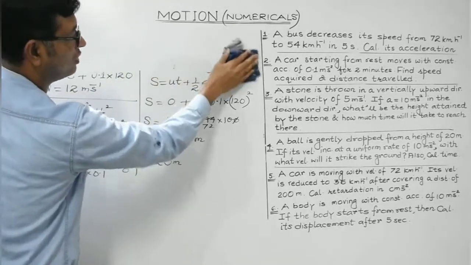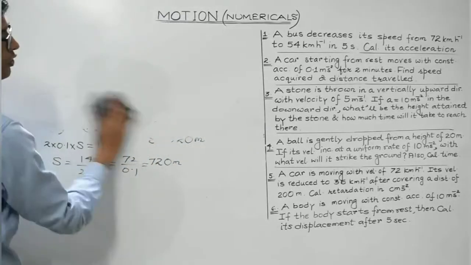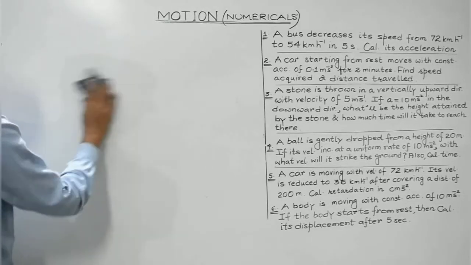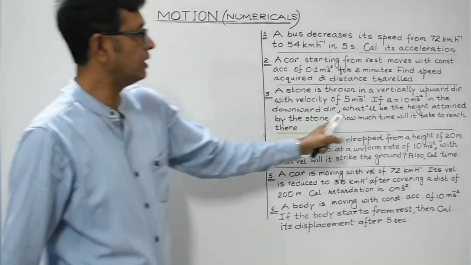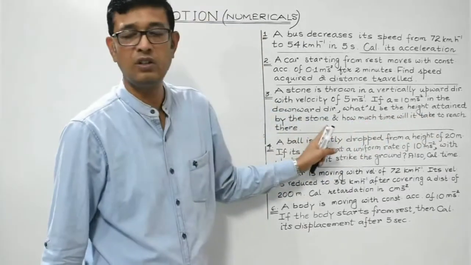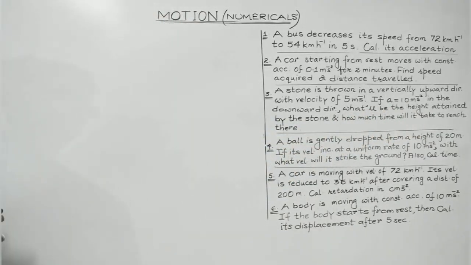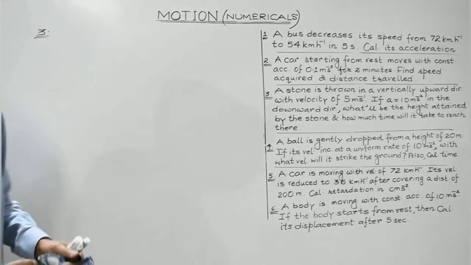A stone is thrown in a vertically upward direction with velocity of 5 meters per second. If a is 10 meters per second square in the downward direction, what will be the height attained by the stone and how much time will it take to reach there? Right? So here I must mention you a very important fact.